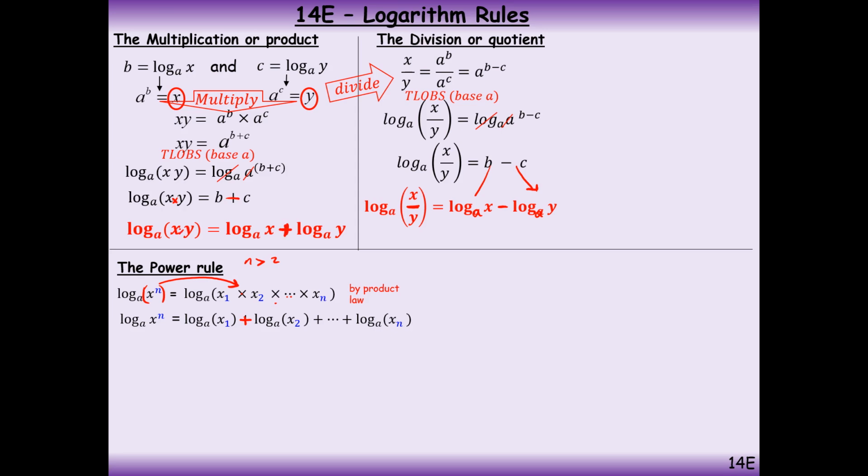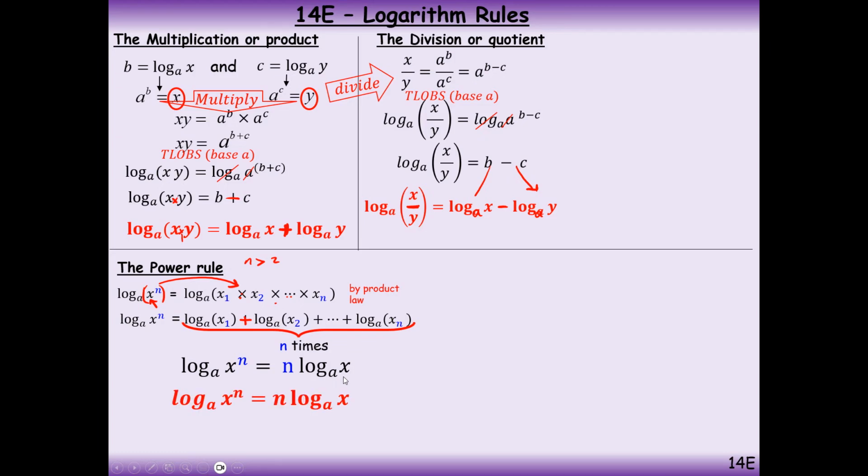Notice these times here, I expanded those. All right. So there. Now, because all of these x's will be the same, after all, this base x is the same x, I'll just count the indices. They are the same numbers, so I can write them as just n times log base a of x.